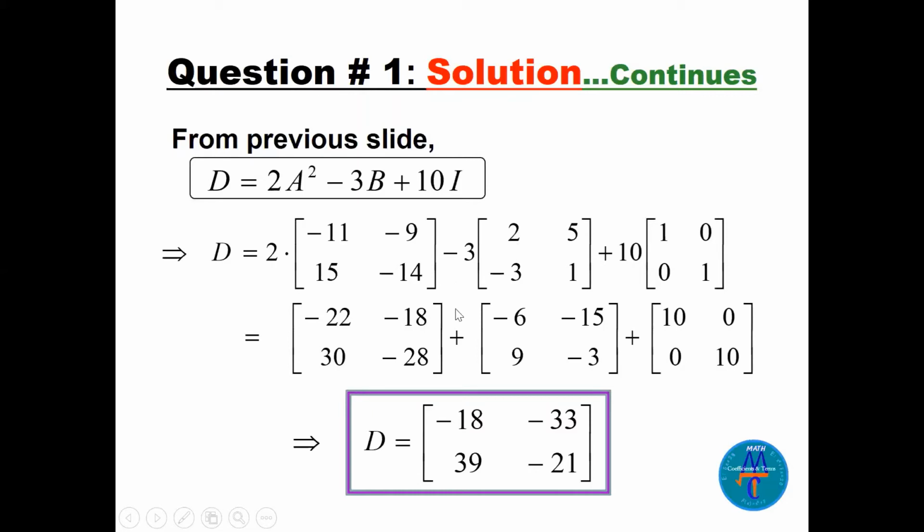You can leave this minus if you like, and then enter only 3. You can leave this minus, then you subtract. Plus 10, multiply 10 by the identity 1001 becomes 10, 0, 0, 10. So when you add all these together, you add entry by entry in the same location, you get matrix D, minus 18, minus 33, 39, minus 21. You can check it, please.